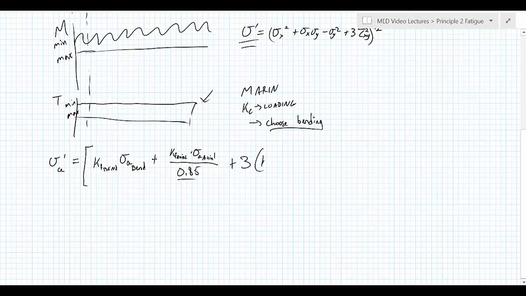3 times Kfs that we get from torsion. And we're going to multiply that times the amplitude stress squared, times the amplitude stress. So the squares on this are here, and all of those values then to the 1/2. So that's the von Mises form.